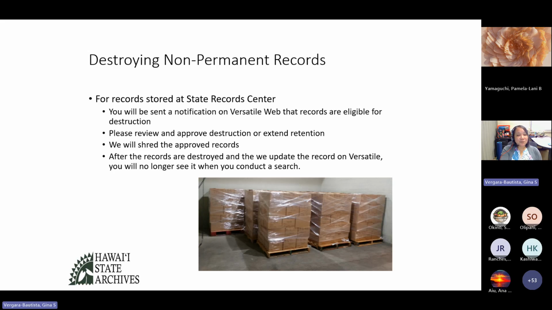Once the records have been destroyed and we update the Versatile record for that accession, you will no longer be able to see that record when you do a search, because after all, you can't ask us to retrieve a record for you if that record has been destroyed.